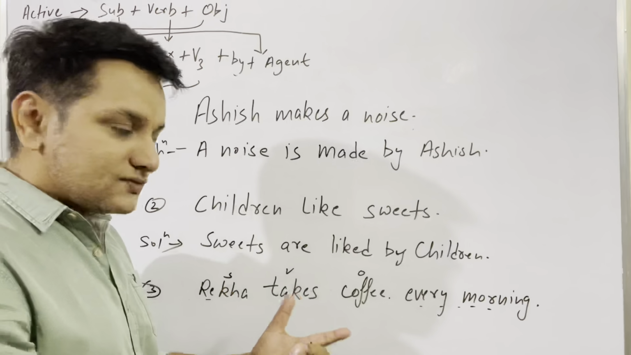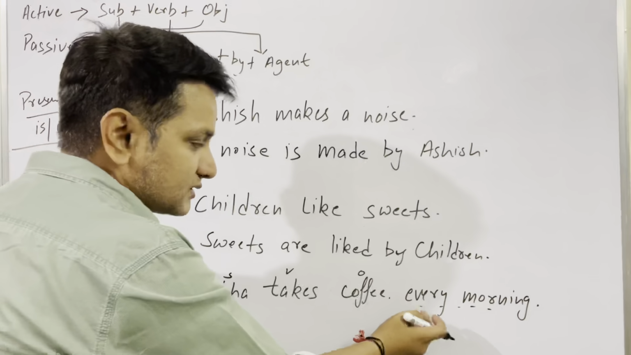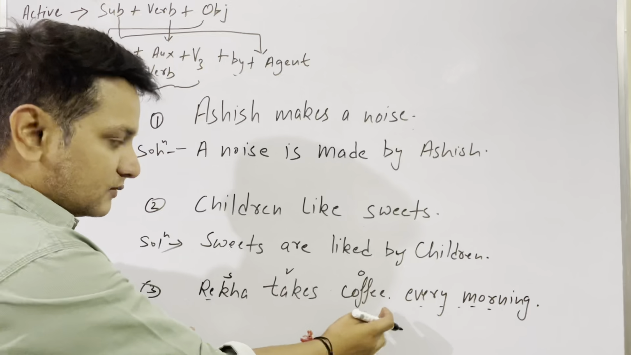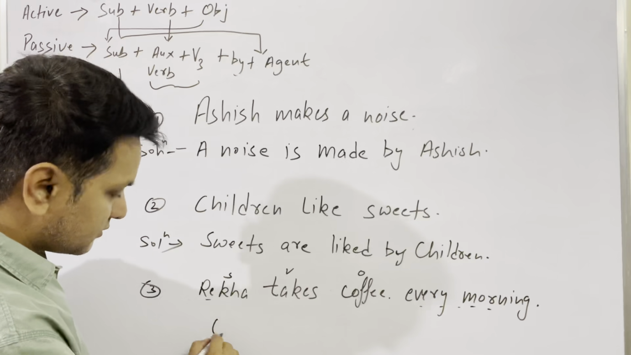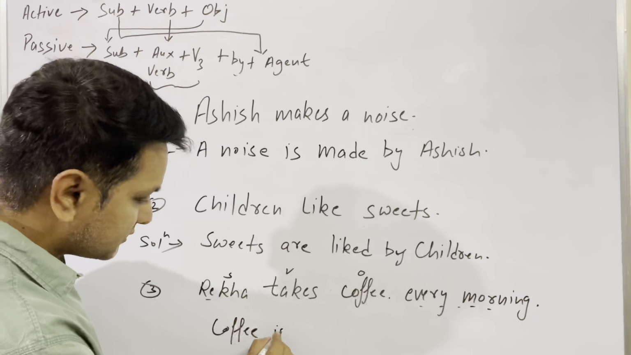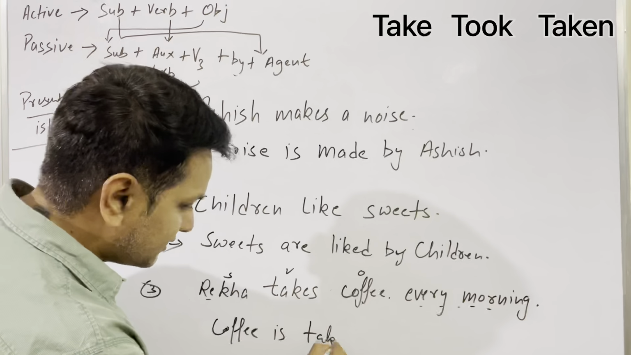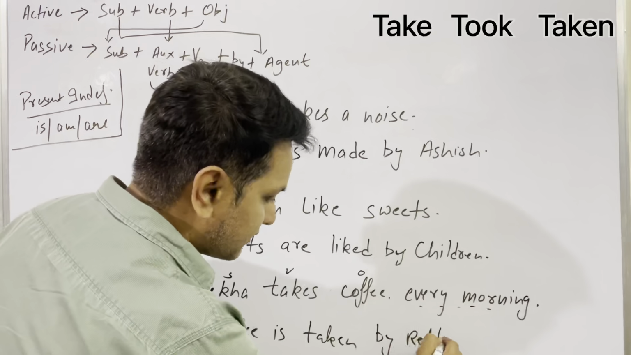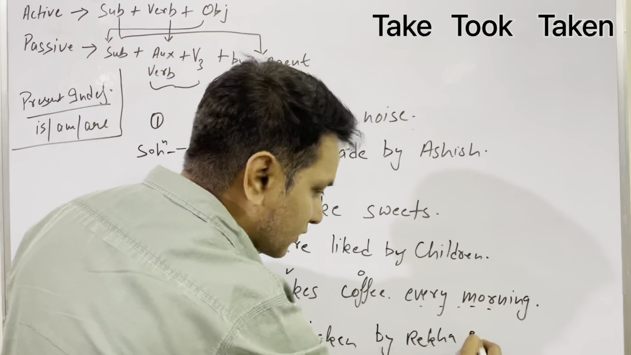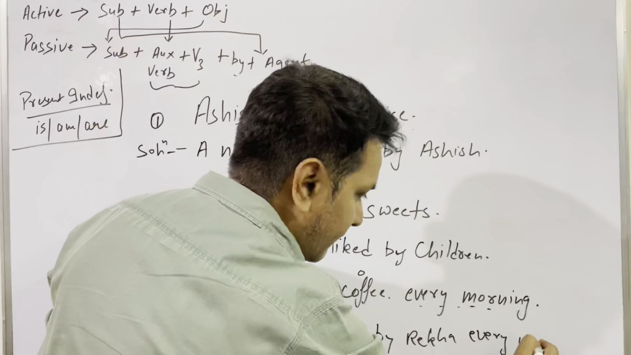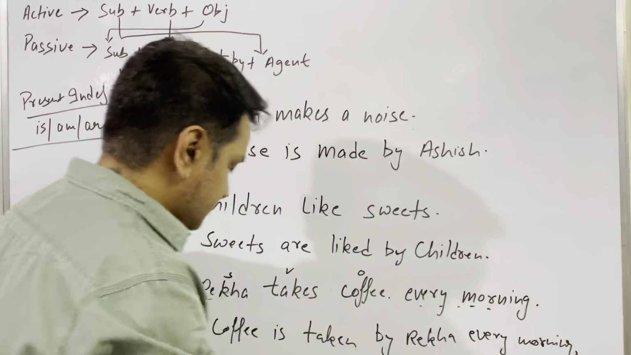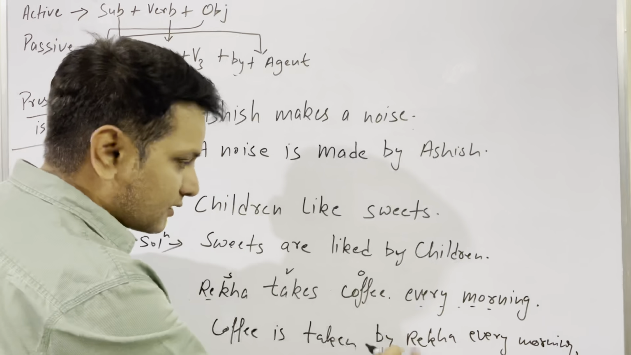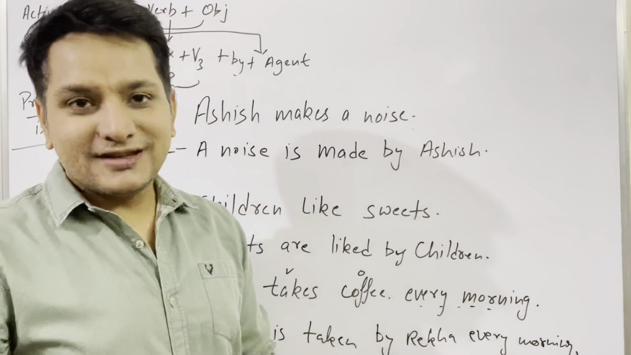And in every sentence which is in this form, if something is extra, we don't make use of the extra stuff. We only make use of this. So, object, coffee, singular, takes will be taken. V3 is taken by Rekha. And then we can write every morning to complete the sentence. Coffee is taken by Rekha every morning. That's how we use it. Let's take some more examples.